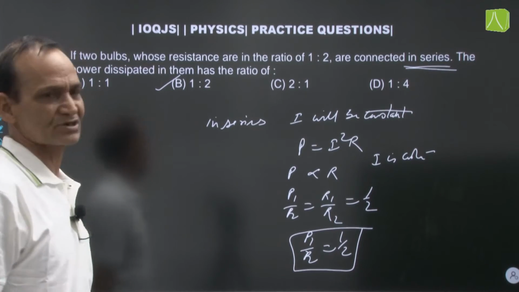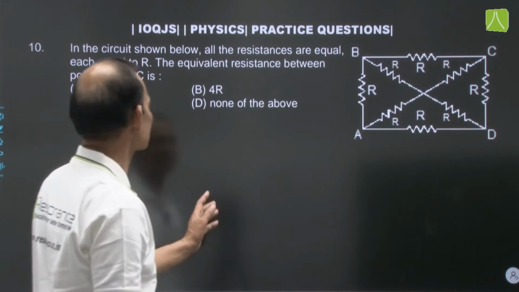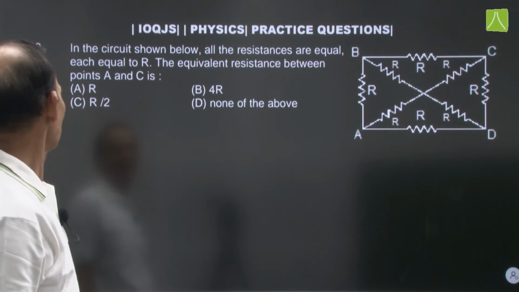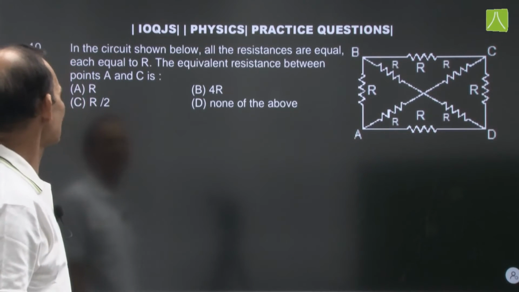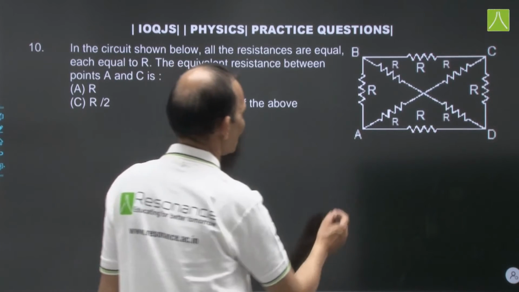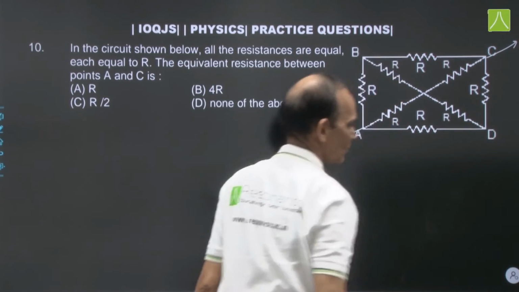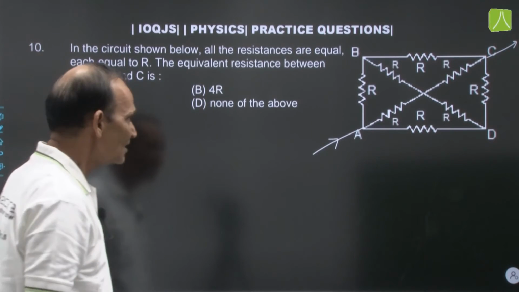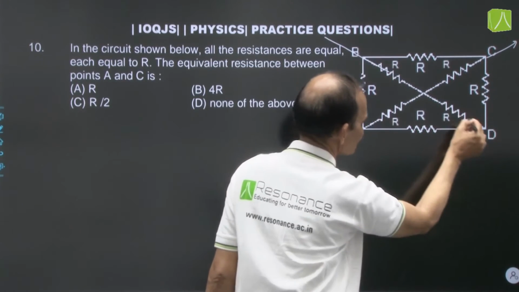Now the next question, that is 10th. The 10th question. Okay, in the circuit shown below, all the resistances are equal, each equal to R. The equivalent resistance between A and C. Current enters from A and exits at C. Okay, now we will think about it separately. Think about this line. It is known as the symmetry line.